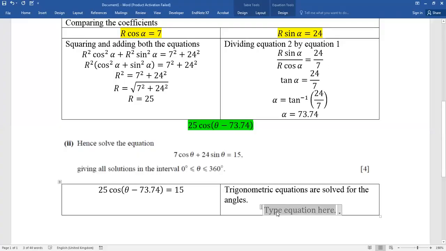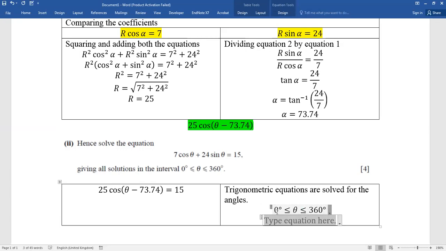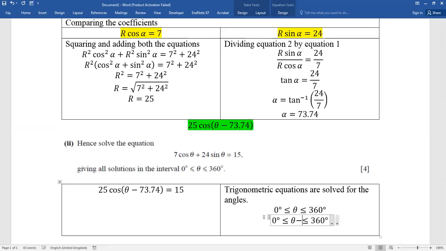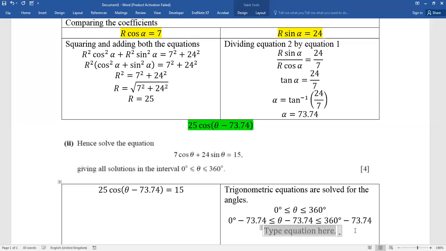First, we need to change the range of the angle in which we are working. We already know that the question has told us that theta degrees is between 0 and 360 inclusive. Now we are trying to work with theta minus 73.74. So if I subtract 73.74, I'll also have to subtract it from here, and I'll also have to subtract it from here. So eventually I'll be getting the range of my new angle as minus 73.74.